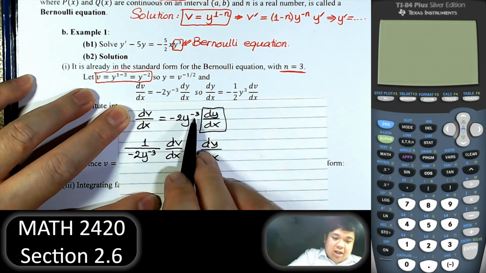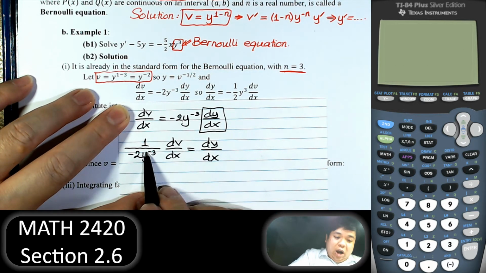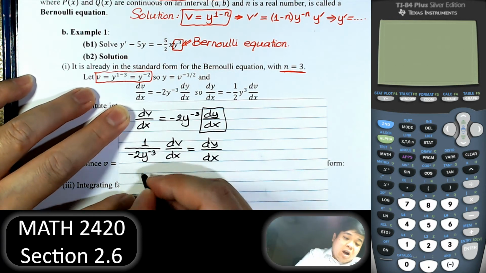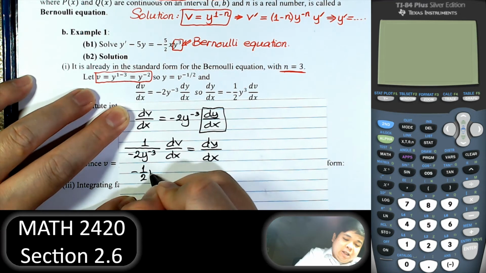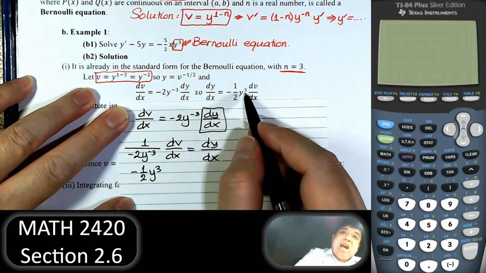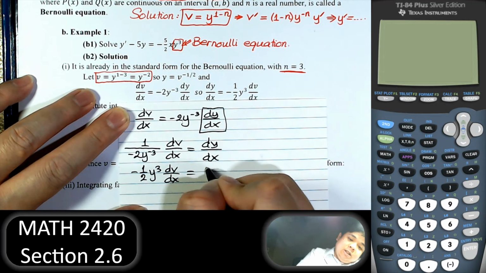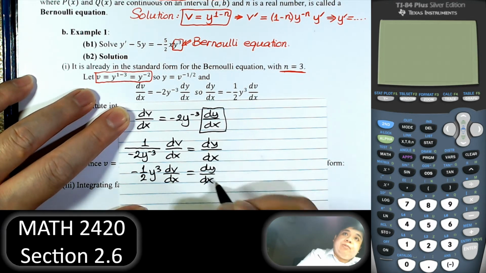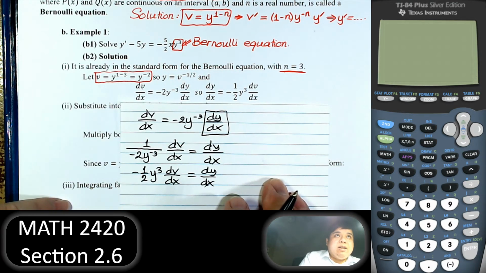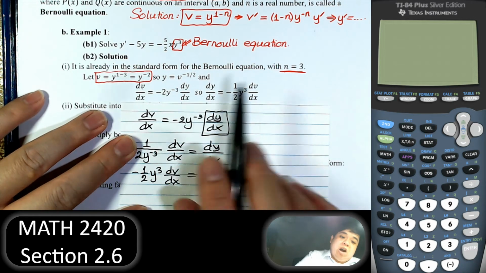Divide by that to the other side, and y to negative 3 at the bottom moves to the top. That's why it becomes negative 1/2 y cubed dv over dx, which is dy over dx. Now we substitute that in for dy over dx.